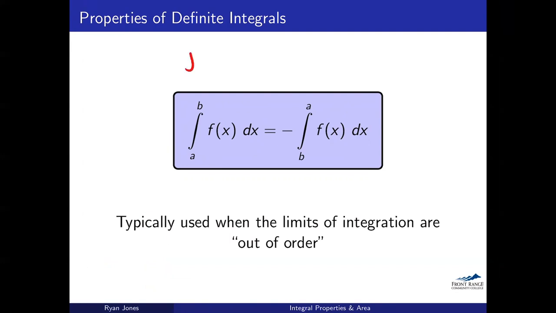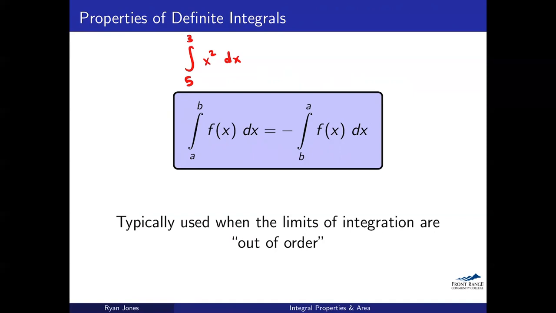Let's say I gave you an integral that looked like 5 to 3 of x squared dx. Well, 5 to 3 looks a little weird because obviously 5 is greater than 3, and usually we start at the smaller value and we go up. We move from left to right, typically, not from right to left.